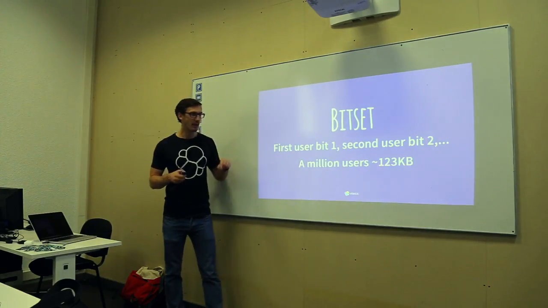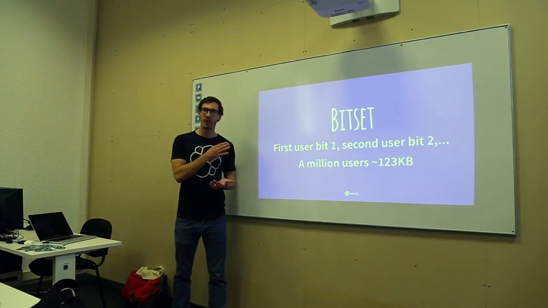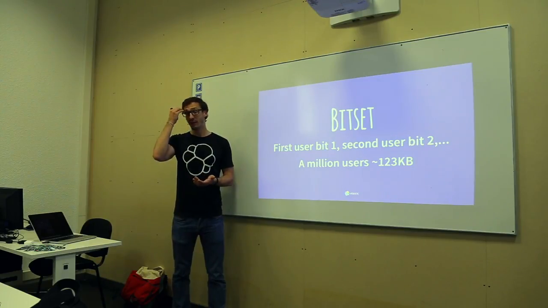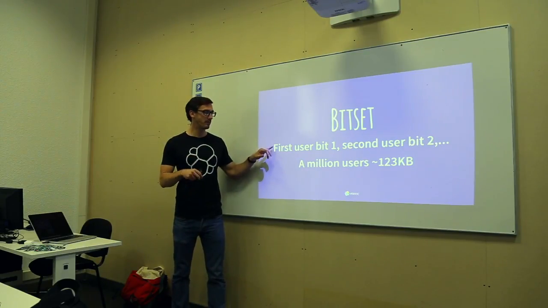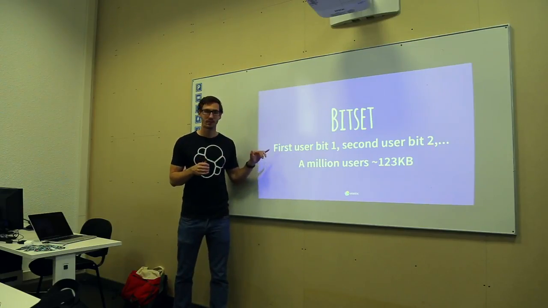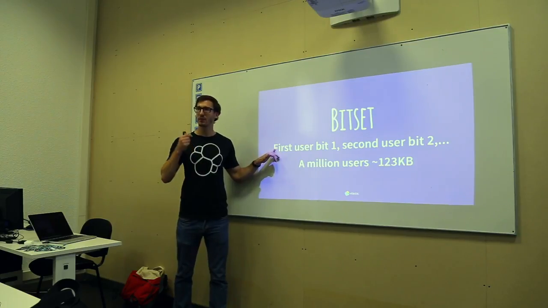Bit sets are pretty simple. Your users are registered, and the first user you have ever registered gets the first bit. The second user that has ever registered gets the second bit, etc. So when the user logs in, you know, okay, this was the number he has signed up, so this is the bit that belongs to him. And if he logs in, you just flip this bit from 0 to 1, he has logged in.